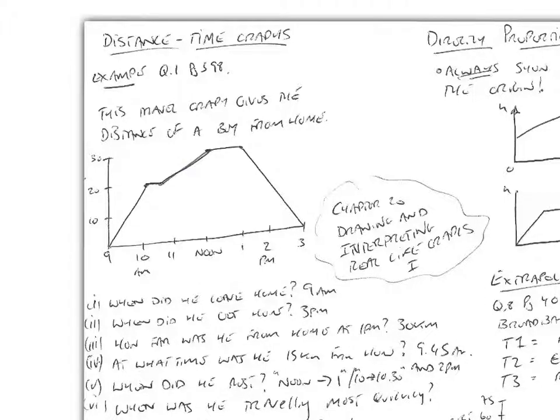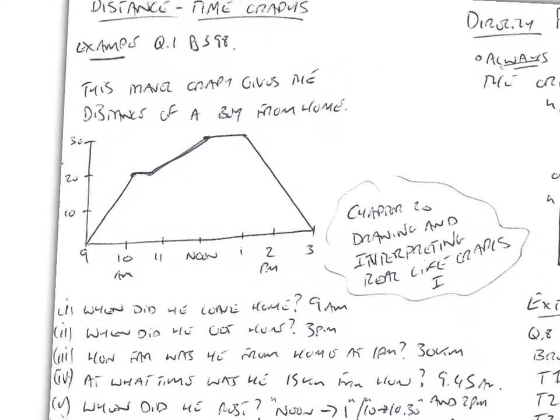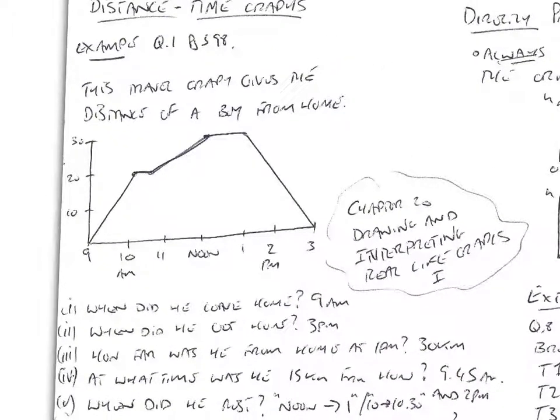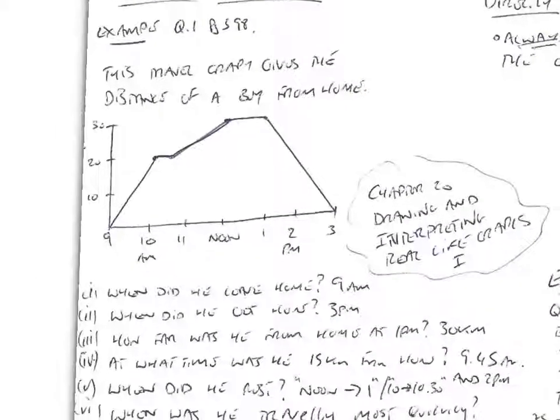So let's look at interpreting graphs and real-life graphs. And we'll start with distance-time graphs. So question 1 on page 398. This travel graph gives the distances of a boy from his home, and the boy travels away from his home over time. Okay, so on this side it's distance, and it's in kilometers, and this side is time in hours.